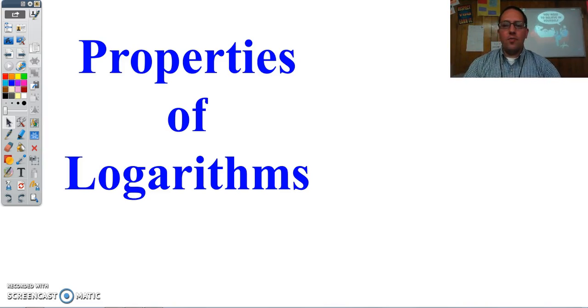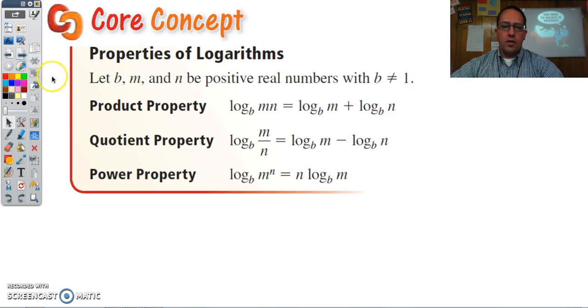Hello class, today we are going to talk about properties of logarithms. These are a lot like the properties of exponents, when stuff gets flipped around a bit. So what we have here is the product property, the quotient property, and the power property.